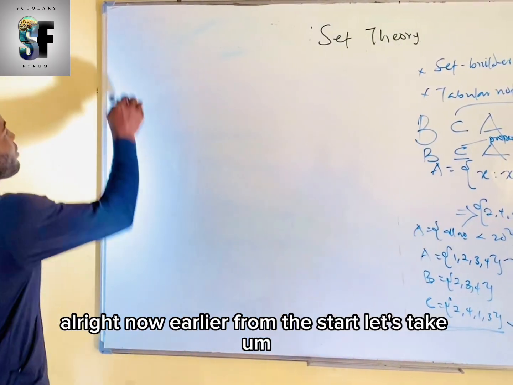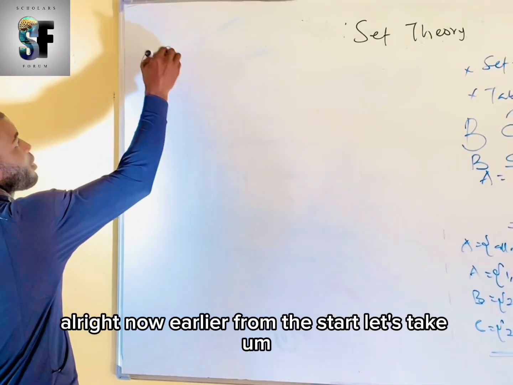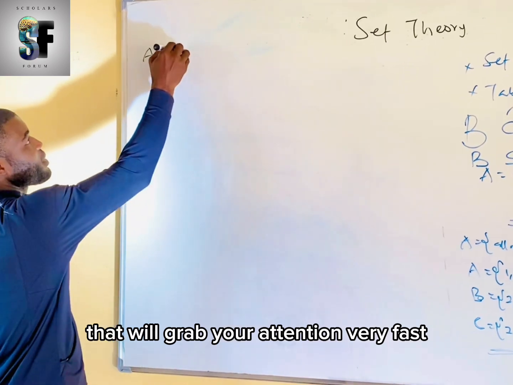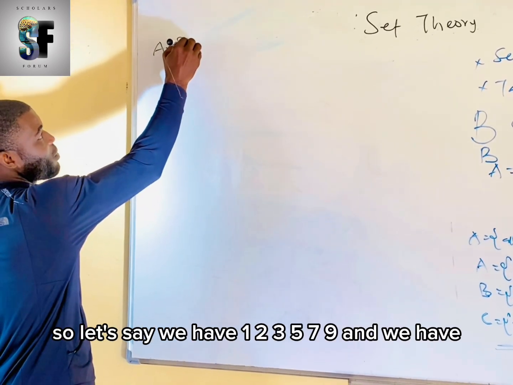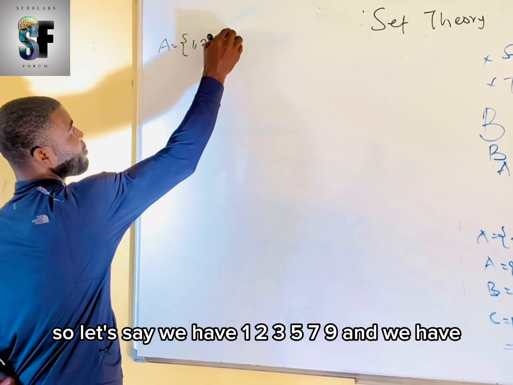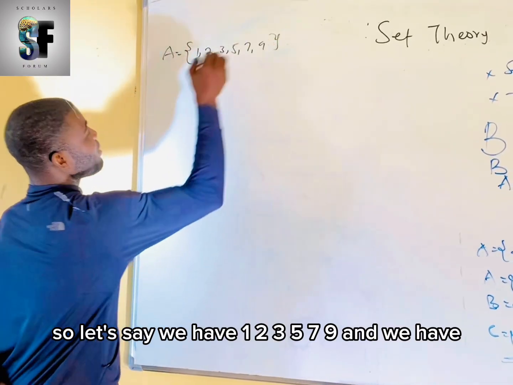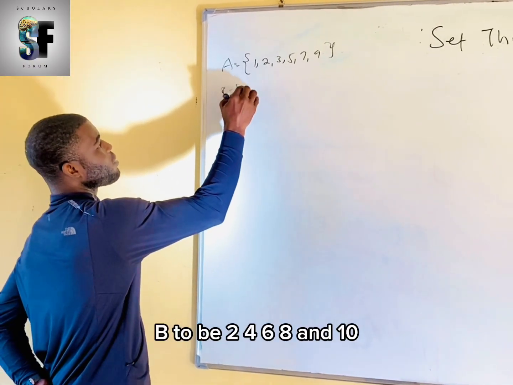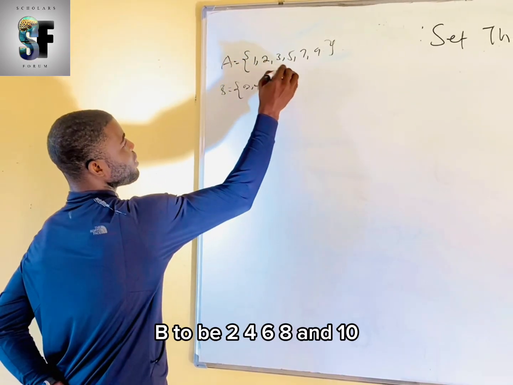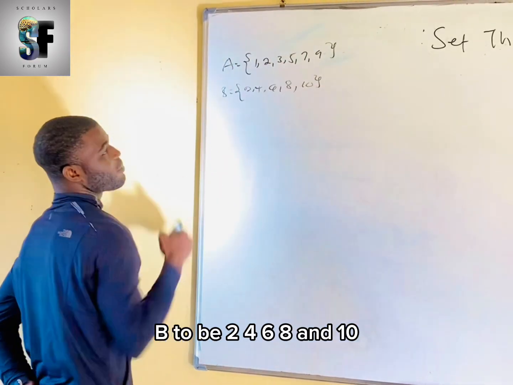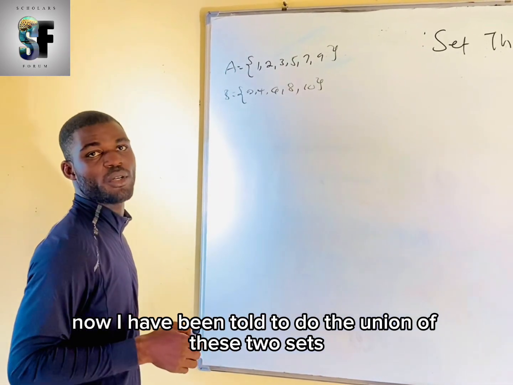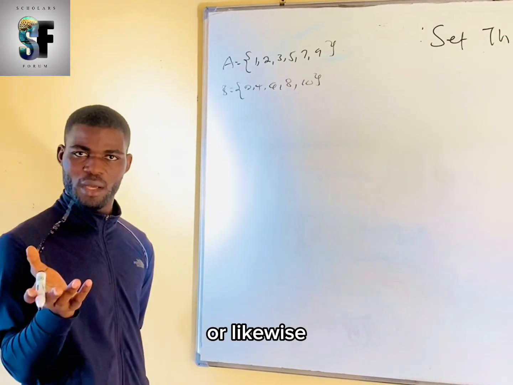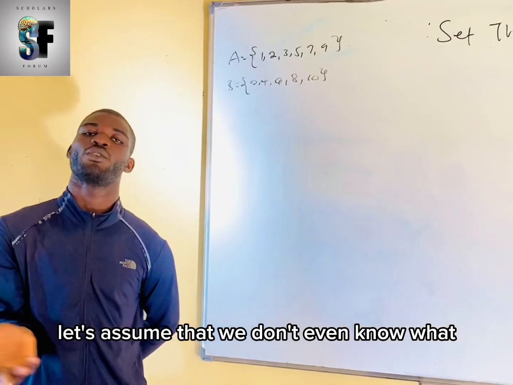Alright, now, earlier from the start, let's take something very easy. I will grab your attention very fast. So let's say we have A: 1, 2, 3, 5, 7, 9. And we have B to be 2, 4, 6, 8, and 10. Now, I have been told to do the union of these two sets. Or, likewise, let's assume that we don't even know what union is all about.